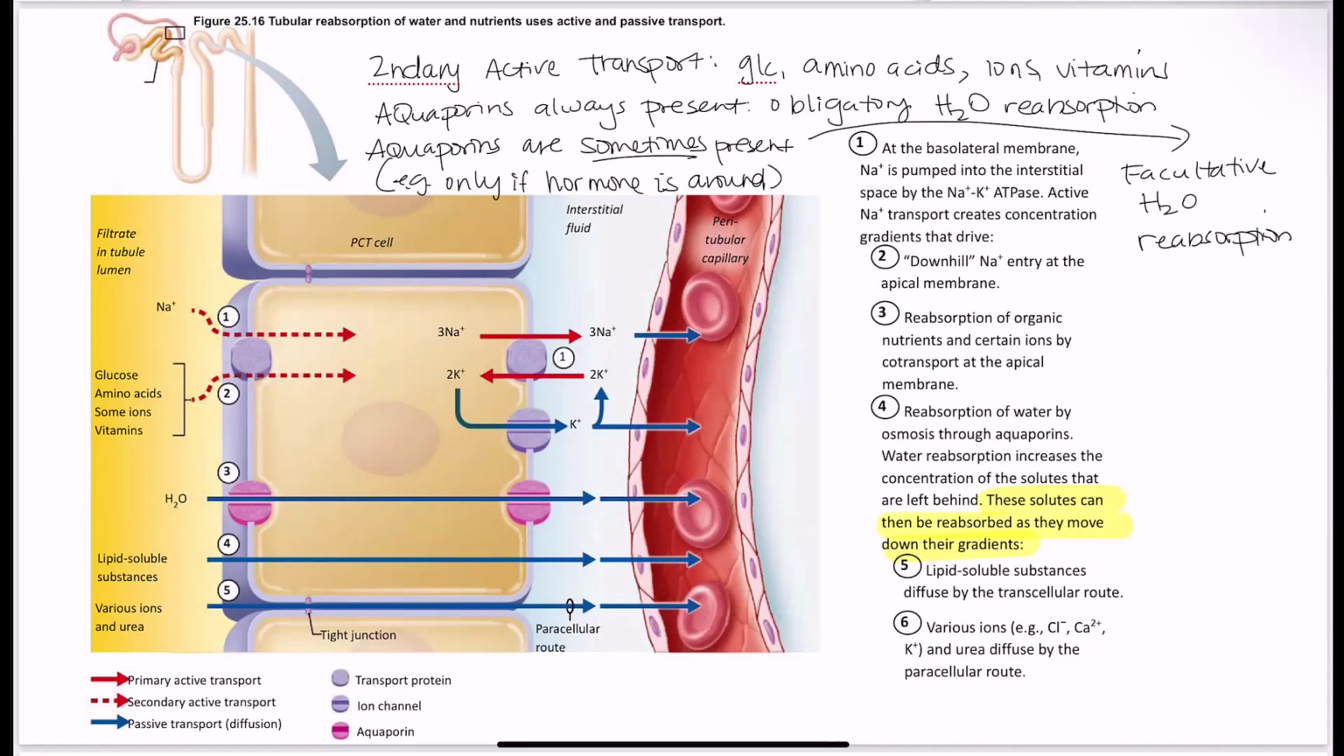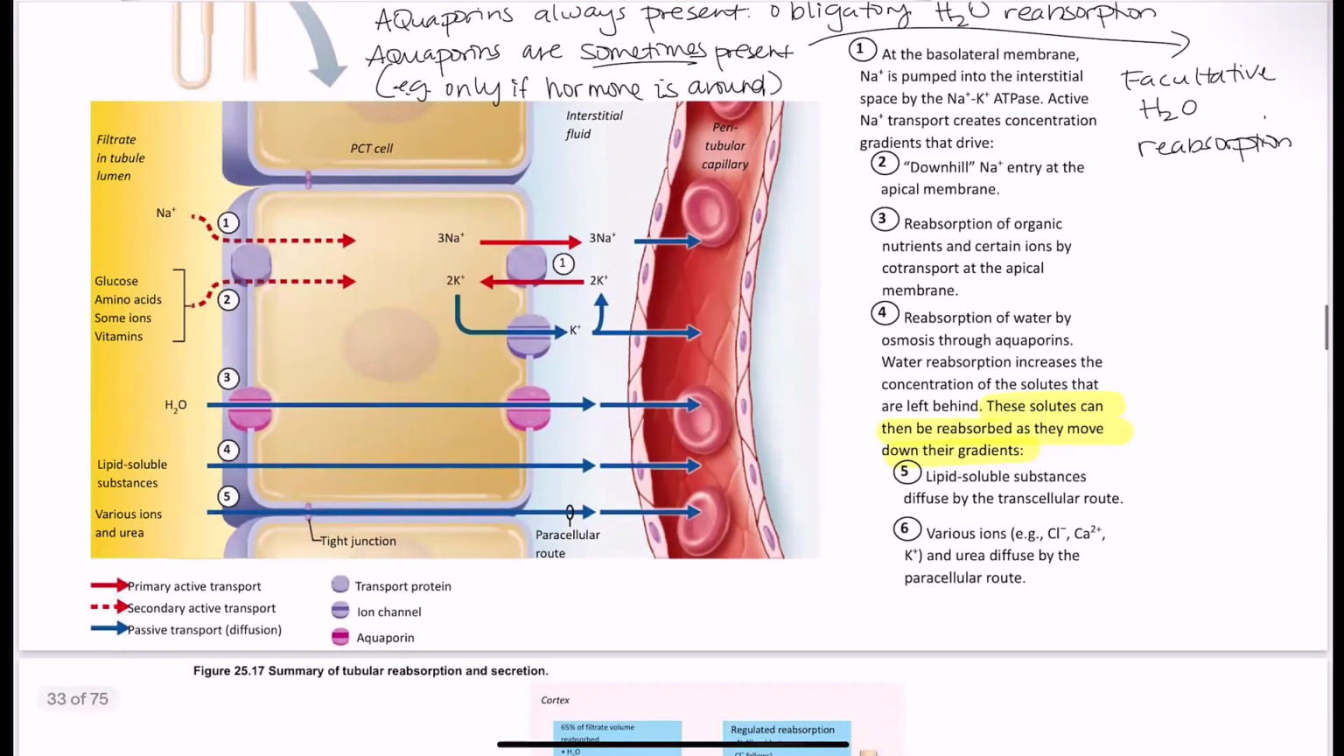But at some point, we start to reach this thing called transport maximum. Transport maximum is when the transport proteins are fully occupied for a particular substance. That means that most of that substance is back into the blood. We can't put any more of it back into the blood, which means that everything left over is stuck in the filtrate. If it's stuck in the filtrate, then it'll end up showing up in the urine. That's transport maximum.